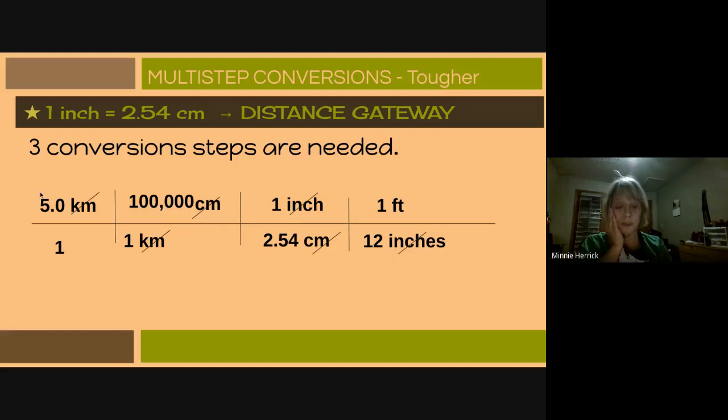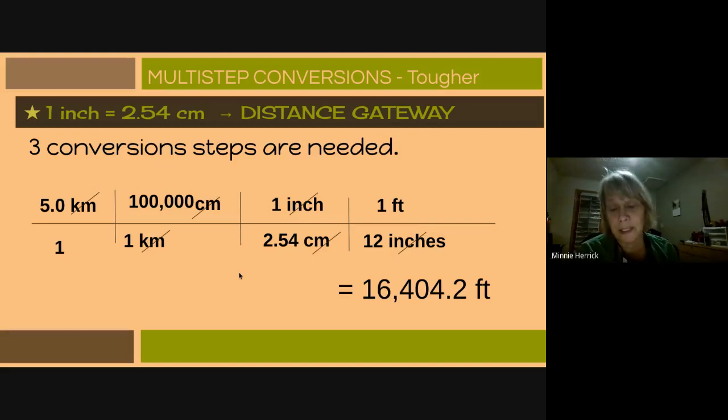Math-wise, you're going to multiply going across. And then when you go down to 2.54, you divide by 2.54. And since 12 is on the bottom, you're going to divide that by 12. And when you do all the math, that leads to an answer of 16,400. Now this is actually the first problem on the homework.